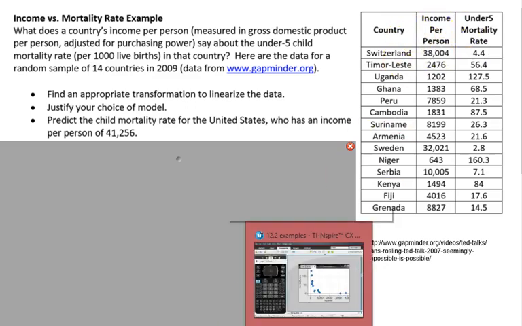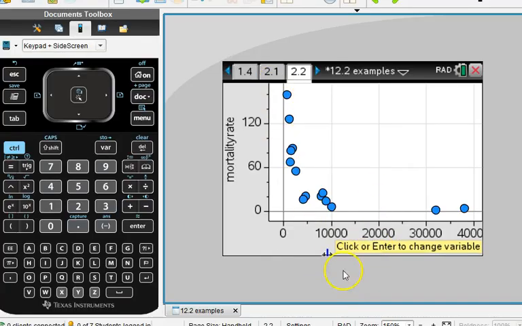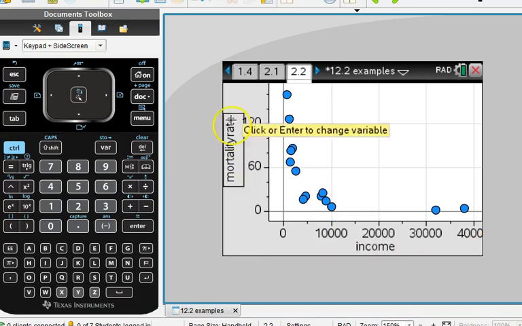So if we open up calculator here, we can see this is what the graph looks like. As income increases, the mortality rate decreases, which makes a lot of sense. But this data is not linear. So all the methods that we've done using linear regression, the linear regression t-interval, the linear regression t-test, correlation, all of the things that relate to linear regression cannot be used with this example.